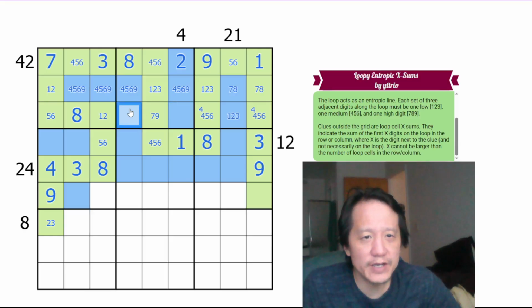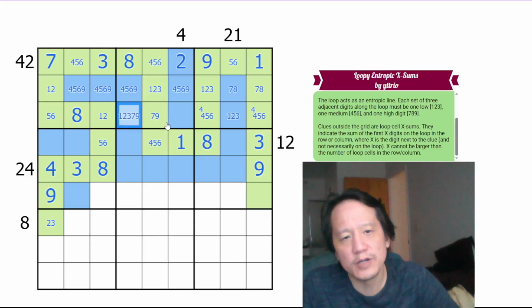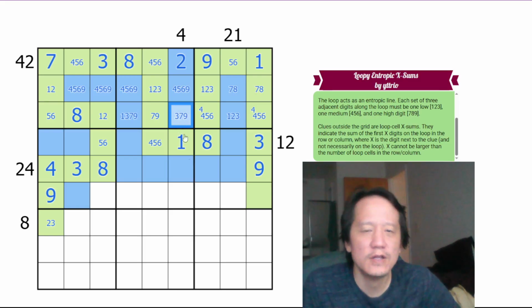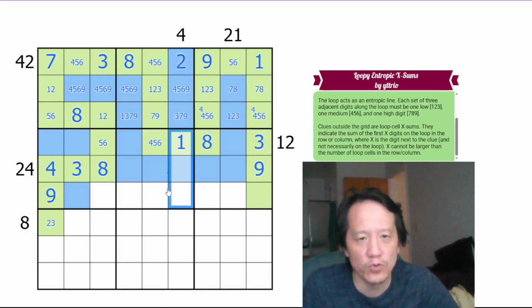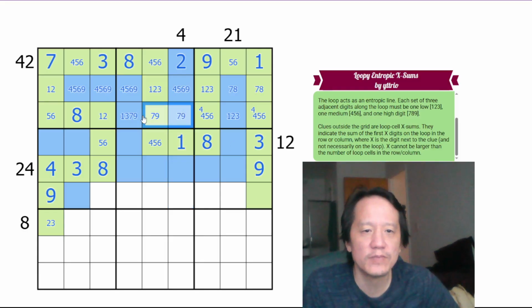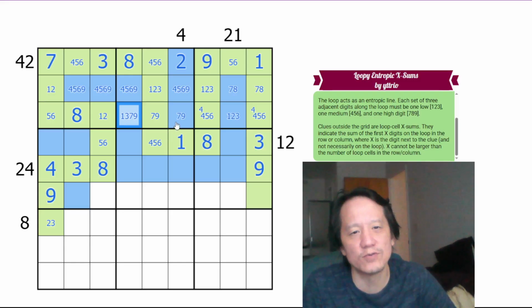We have the remaining digits as 1, 2, 3, 7, 9. But it can't be 2. So 1, 3, 7, 9. No 1 here. This cannot be 3 because the first 2 digits in column 6 in the loop must add up to 4, and that's 1 and 3. So this is 7 or 9. We have a 7, 9 pair in row 3, which eliminates 7, 9 in the rest of the row and in the rest of box 2. So this can't be 7 or 9.